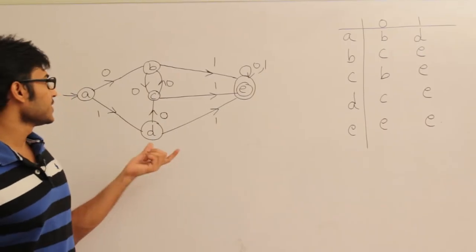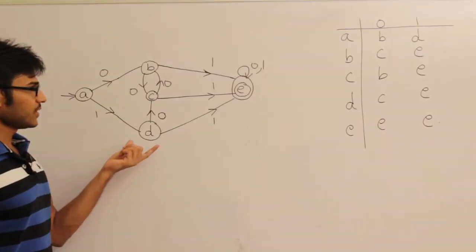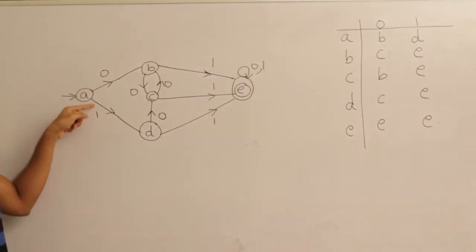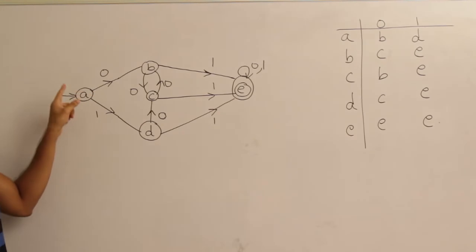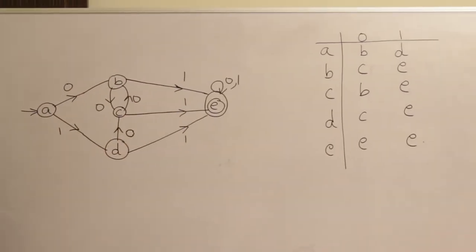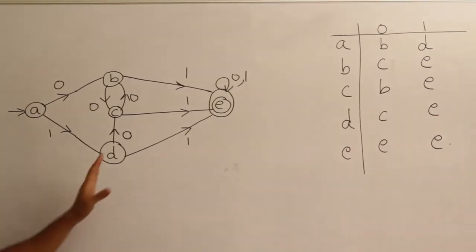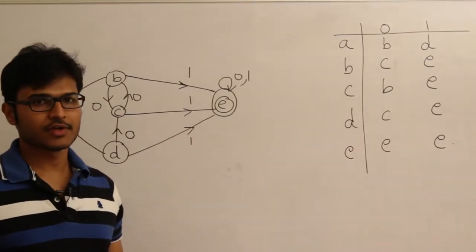Now let's try to minimize this DFA. First of all, it is a DFA because you can check it for every state, for every symbol. Here the input alphabet is 0, 1 and the states are A, B, C, D, E, right? So this is a DFA: for every state and for every symbol there is a transition, and I have just written the transition table for the DFA.